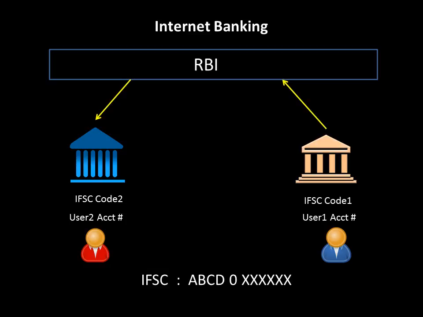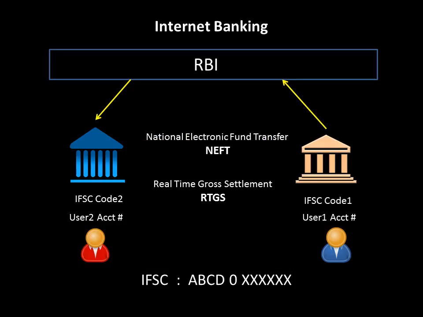So when you transfer money from one bank to another through internet banking, the request from your bank goes to RBI, who then clears it and then deposits into the receiver's account. The two mechanisms to do the transfers: first is called NEFT, which is the National Electronic Fund Transfer, and the second is the Real-Time Gross Settlement, which is called the RTGS.